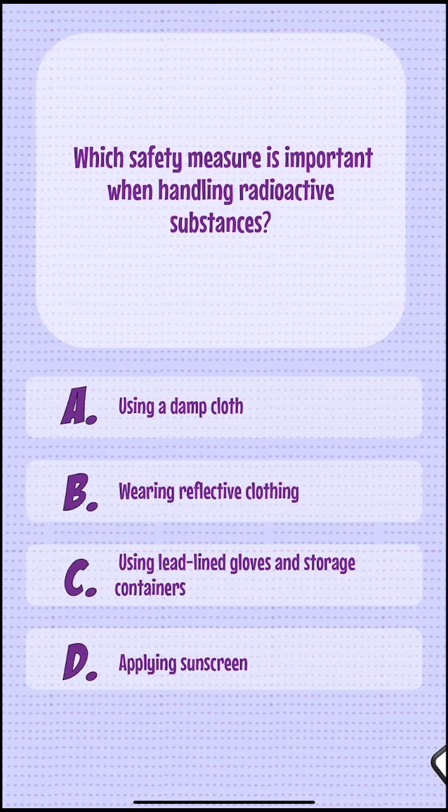Which safety measure is important when handling a radioactive substance? A, B, or C? So we're saying C mostly. Yep, lead-lined gloves. Because remember, gamma doesn't pass through lead. Neither does alpha or beta. Nothing passes through lead. So using lead will guarantee that your radiation won't come out and harm you.